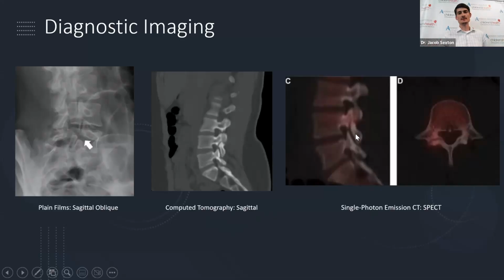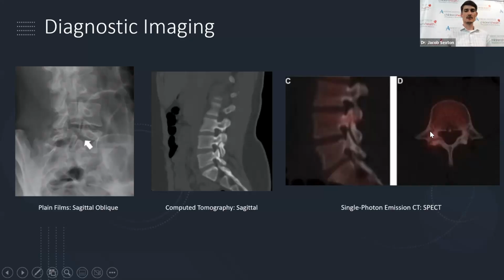Now, sometimes we used to use this on the far right. This is single photon emission CT, or SPECT CT. It's basically a CT scan, but at the same time they inject a radionucleotide into the person's body. And where there are areas of increased metabolic demand, such as a stress fracture or a fracture, those radionucleotides will preferentially uptake in those particular areas.